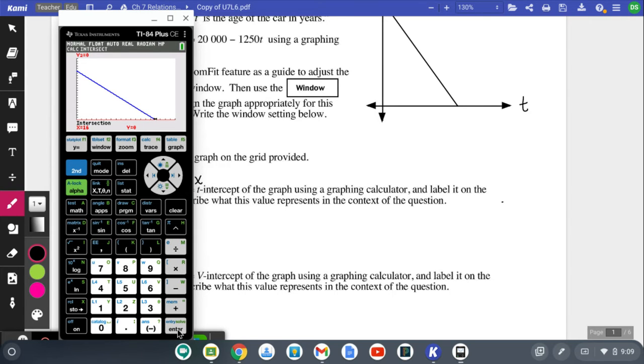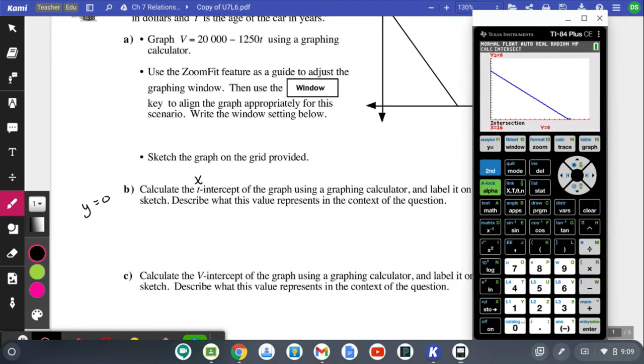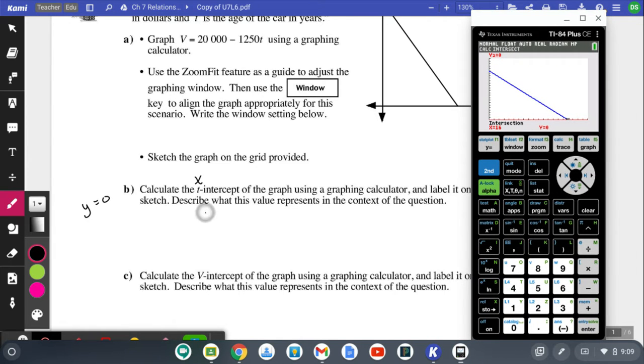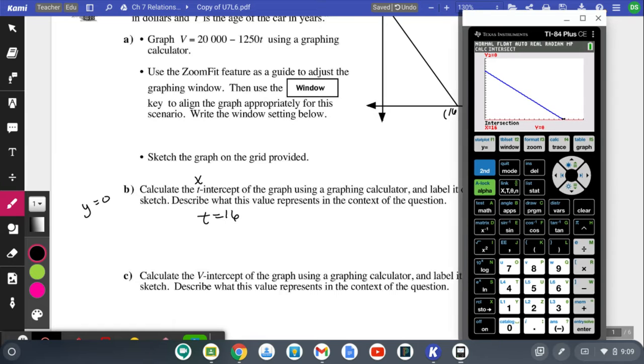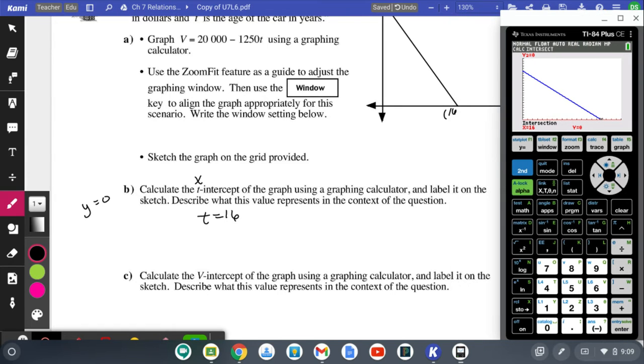So the t-intercept, t equals 16. Now it says label it on the sketch. Okay, this is 16. This would be the point 16 and 0, correct? And then it says label, okay, find it, label it. So far, so good. The next thing says describe what this value represents in the context of the question. What does it represent? You need a sentence.